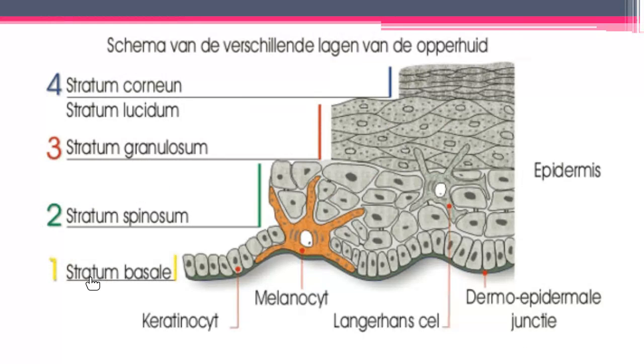Let us start with the first, that is the stratum basale. You can see clearly the stratum basale. It is located at the basement membrane and it is a single layer of cells. The cells are tall columnar, having the nucleus, and they are attached on one end to the basement membrane. The second layer is the stratum spinosum.